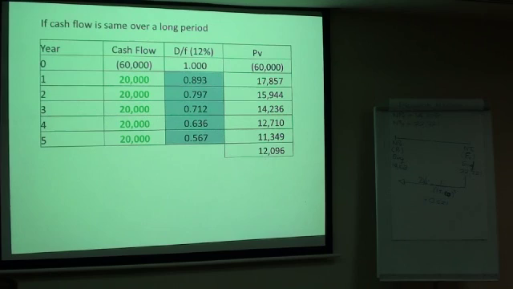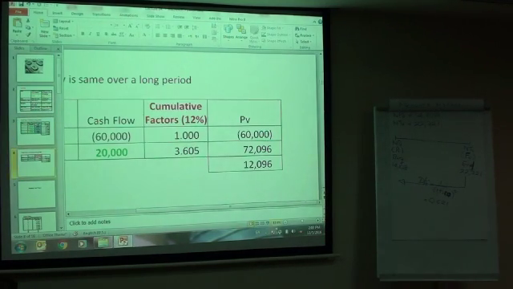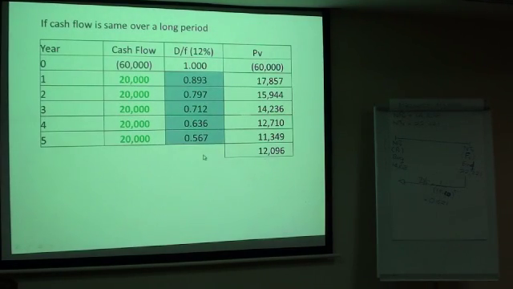Are we connected to the net? 3.605, either you can take the discounting factors and add up, right? Or you can use tables from the internet, right?